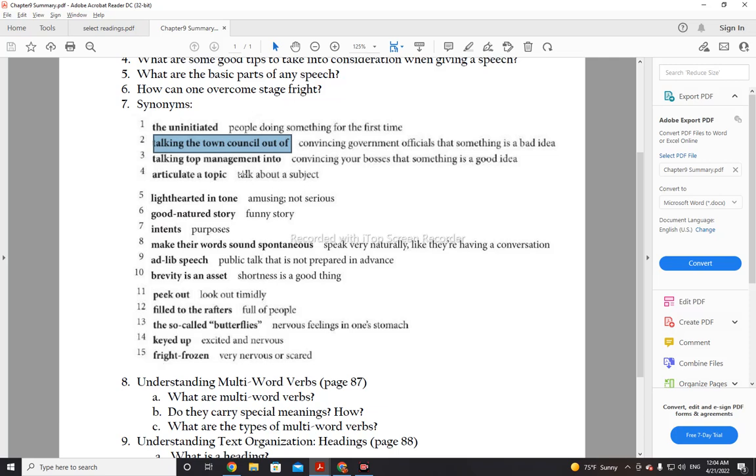Talking top management into it: convincing your bosses that something is a good idea. إقناع here. Articulated topic. Talk about a subject. Talk about a subject means to form or start a topic. I don't think there is a specific word in Arabic. You can use English, that's fine, as long as you give the exact meaning. Number 5.